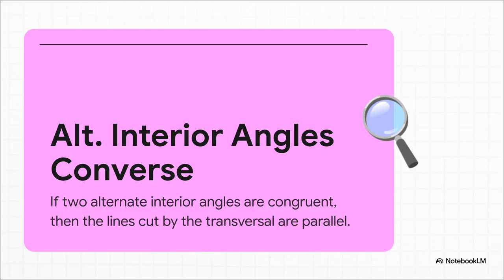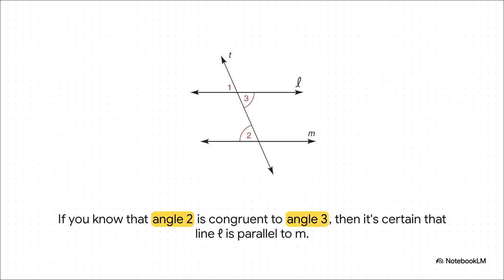This one's called the alternate interior angles converse. And with these, you can often spot that classic Z shape they make. See it? They're on opposite or alternate sides of the transversal, and they're inside or interior to the two lines. So if you know for a fact that angle 2 is congruent to angle 3, it's a lock. Line L has to be parallel to line M, no question.